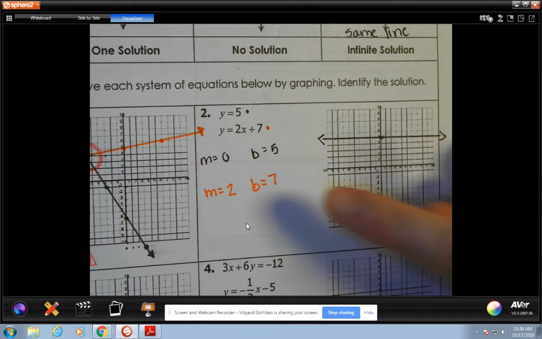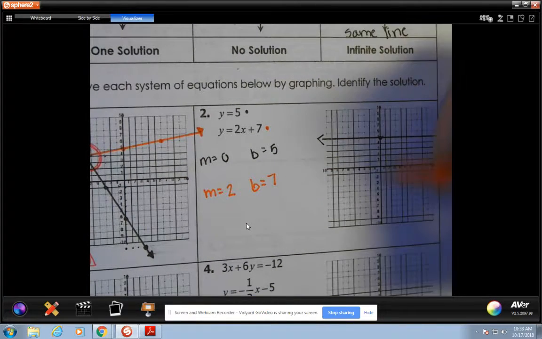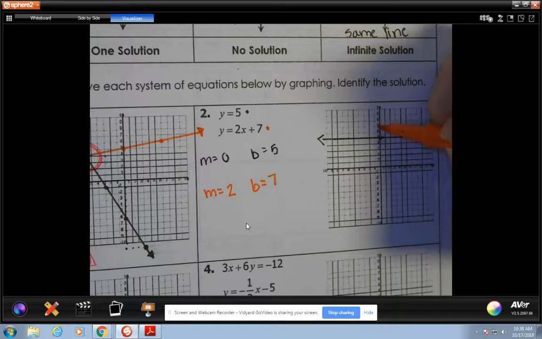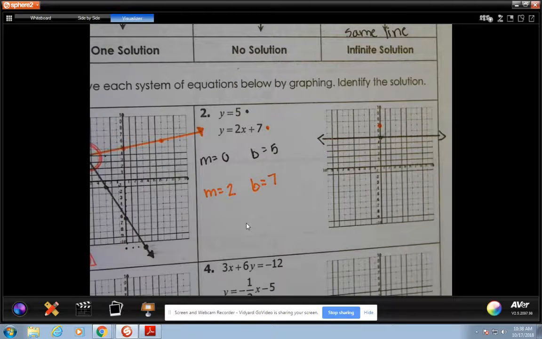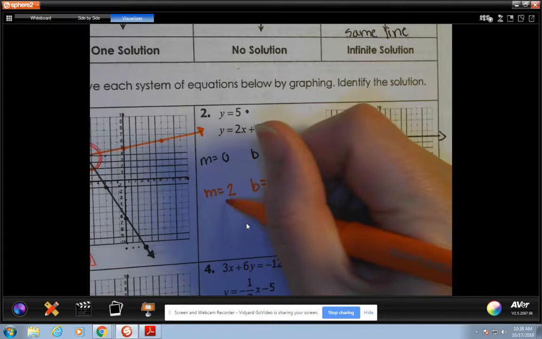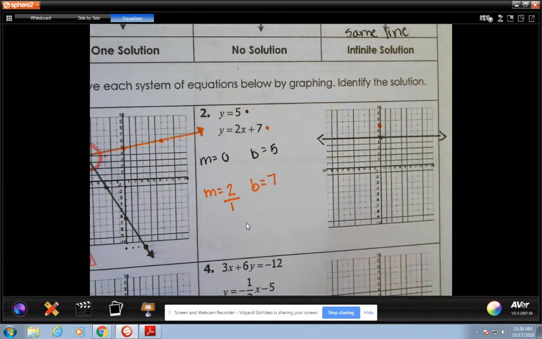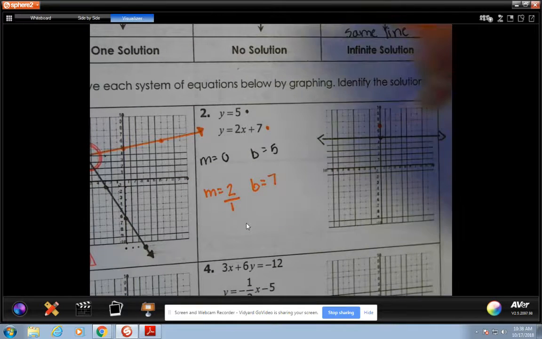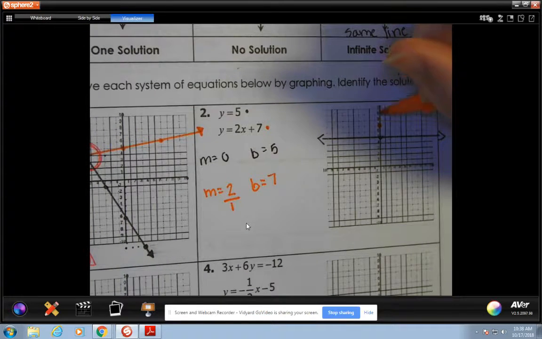Okay, so we always start with our y-intercept. So we're going to go up to 7 and put a dot. And then we're going to use our slope. Remember, slope is usually rise over run. So if you have a whole number, to make it a fraction, all you have to do is put it over 1, because 2 divided by 1 is still 2. So now we use our slope. We'll go up 2 over 1.